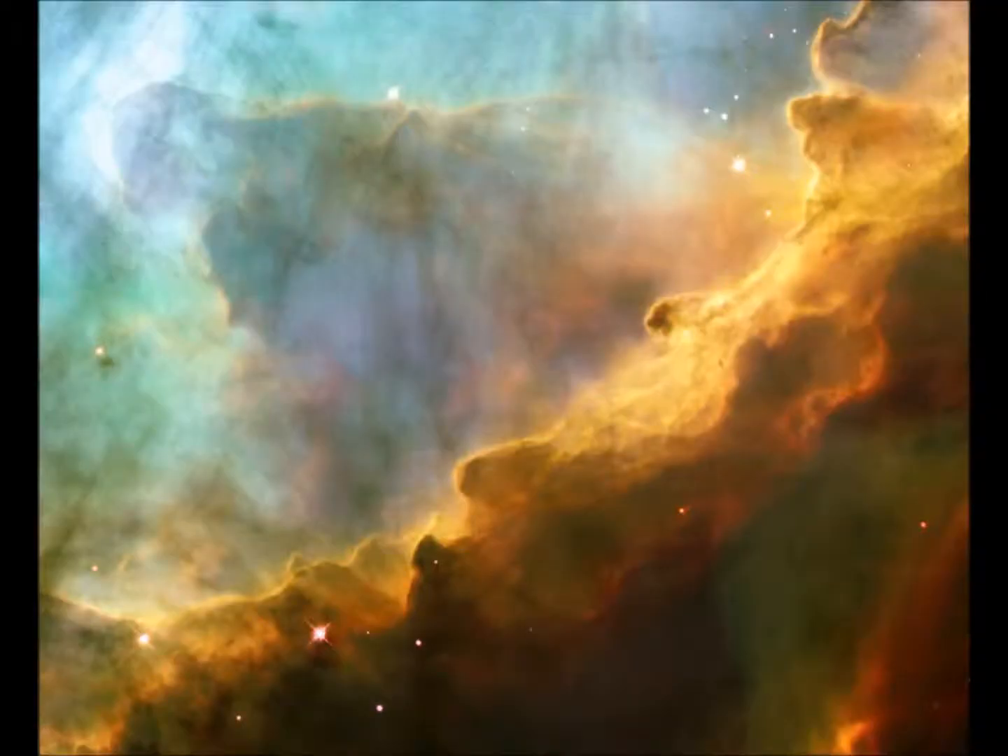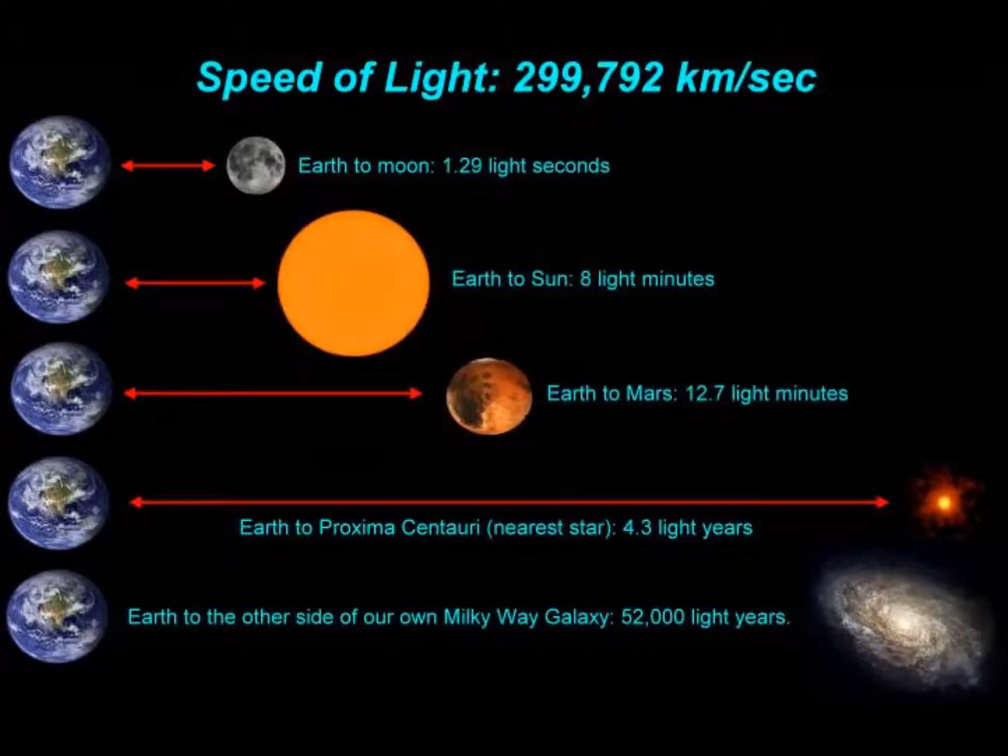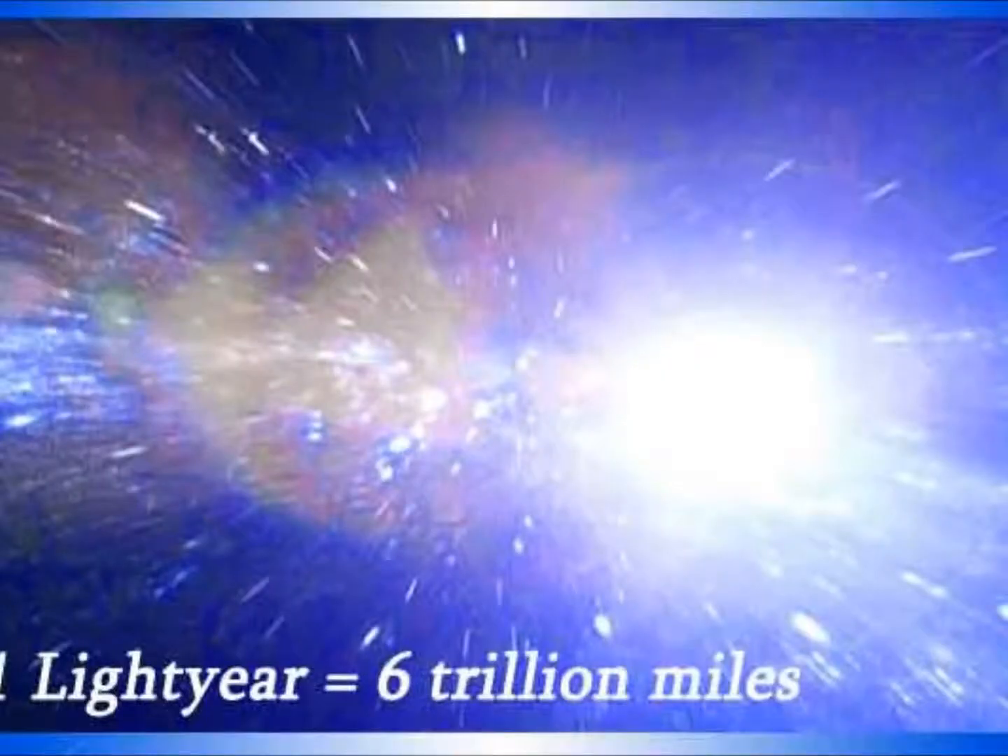You might also see some nebulas out there, which are clouds of dust and gas. Also, more space stuff. There's this thing called a light year, which is actually not a measurement of time. It's a distance, and it's how far light travels in a year. So, as you can imagine, that's pretty far, because light is pretty fast.